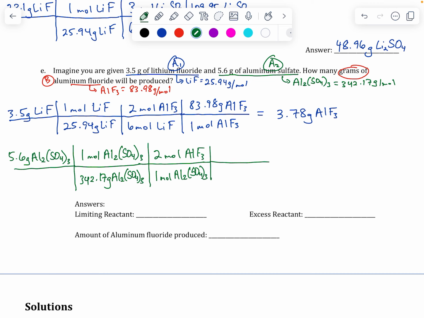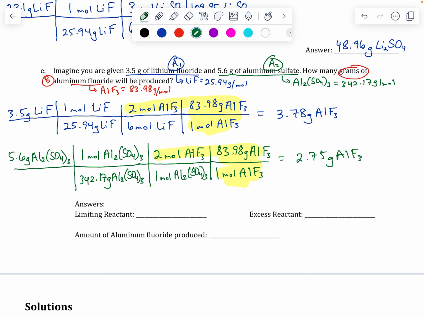And what you'll notice is when you get to this step right here, this is exactly the same step for both of these because we're trying to get to the same spot. We're just starting with 2 different things. 83.98 grams of aluminum fluoride here. And then we go and we calculate, and that is 2.75 grams of aluminum fluoride.